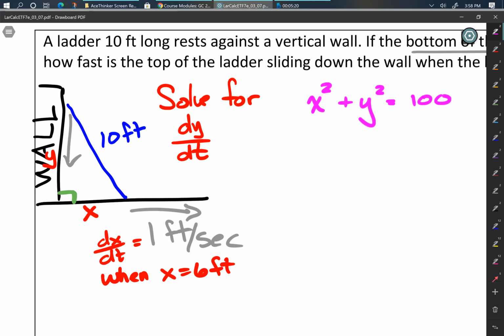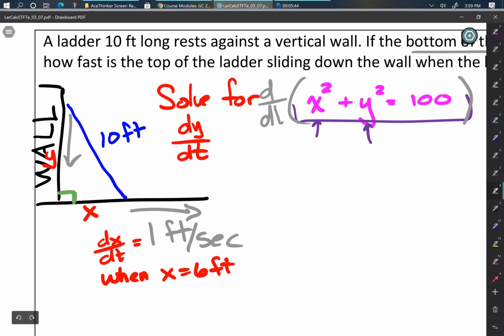All right, so I've got my equation right here. I know that x is a function of time. I know that y is also a function of time, because as the bottom of the ladder moves away from the wall, the top of the ladder has no choice but to come down the wall, because the ladder can't change. It's stuck at 10 foot. Okay? So then I'm going to talk about how this thing changes when time changes.